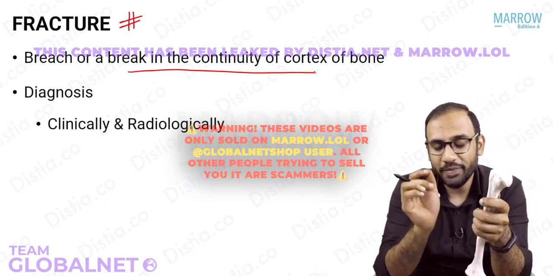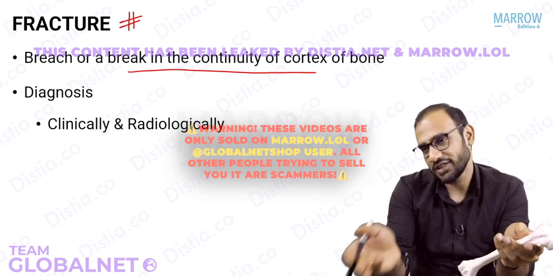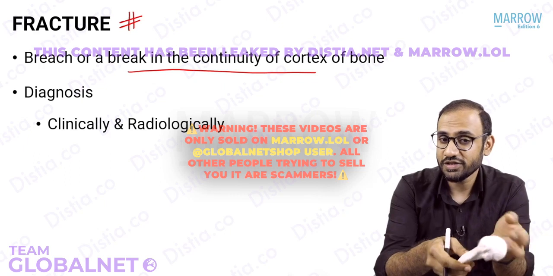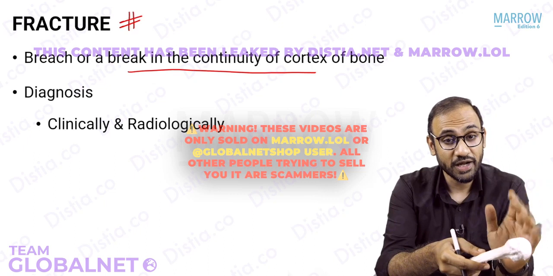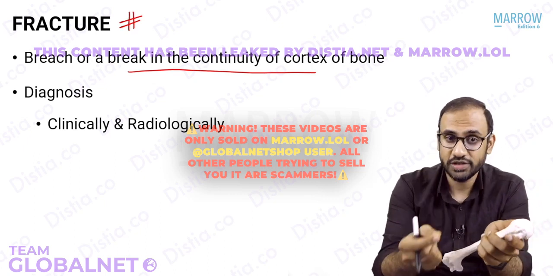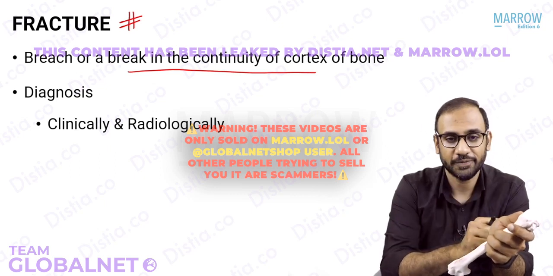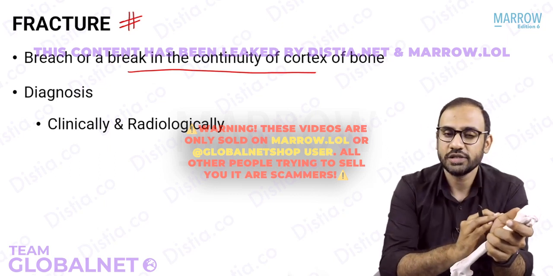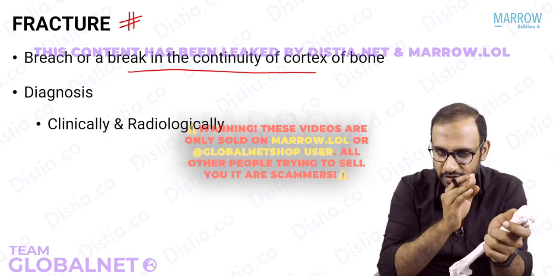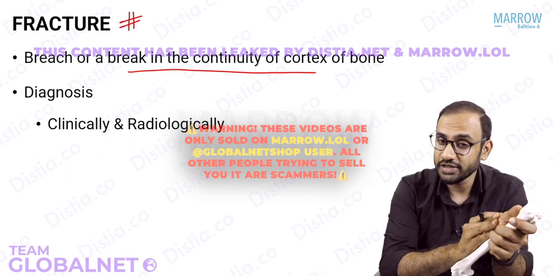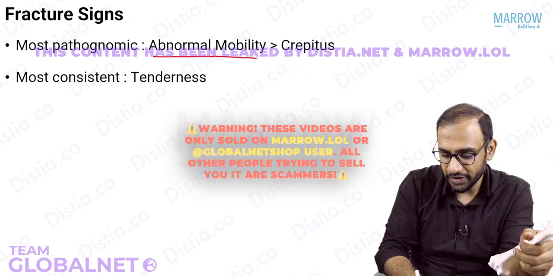Now, how will you make the diagnosis of a fracture? It's very simple. It's a clinical diagnosis or a radiological diagnosis. Now, radiological diagnosis does not take rocket science. You will see an X-ray and you will see a break in the bone and you have made your diagnosis. But what is important is to make the diagnosis before the radiologist does, right? So how do you make the diagnosis clinically? What is the pathognomic sign of a fracture? Think about it. Pathognomic sign means the moment you see it, you know that it is a fracture and nothing else. The pathognomic sign of the fracture is abnormal mobility.